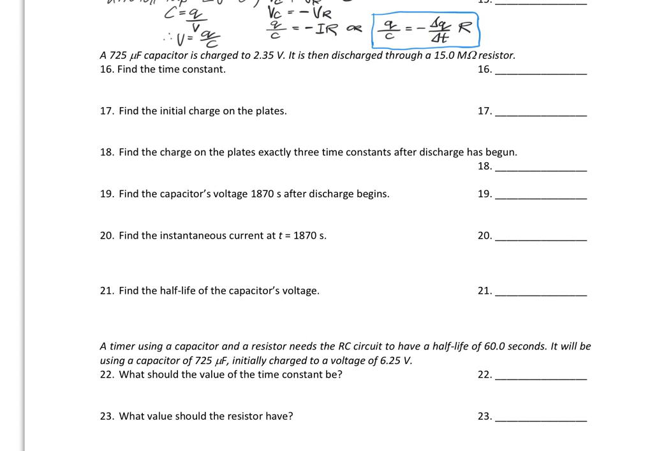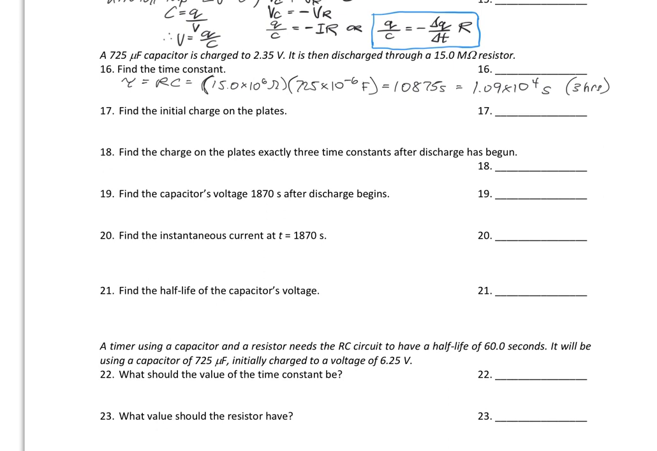Okay, let's continue. It looks like numbers 16 through 21 are based on that description. A 725 microfarad capacitor charged to 2.35 volts, discharged through a 15 mega ohm resistor. Find the time constant tau. And so we have 15 times 10 to the 6 ohms, and we have 725 times 10 to the negative 6 farads, and that gets us a time constant of 1.09 times 10 to the 4 seconds. That's about 3 hours.